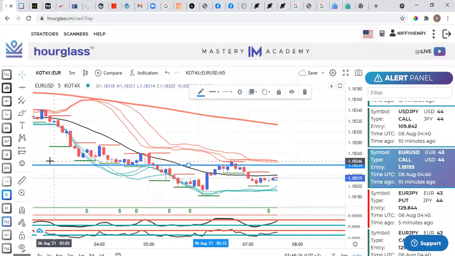Okay, so this blue line that I just drew was a support line here, but it turned to a resistance line here, and I know it's going to repeat the same, as long as I get other confirmations. Okay, so that's Euro USD, right?